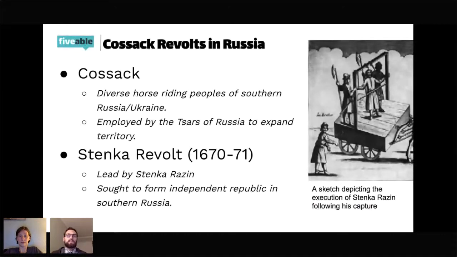So that's a little bit, when we talk about social revolts, about the Cossacks: not necessarily an ethnic group, but a kind of way of life, a social group within the Russian Empire that sometimes did not like being in the Russian Empire.